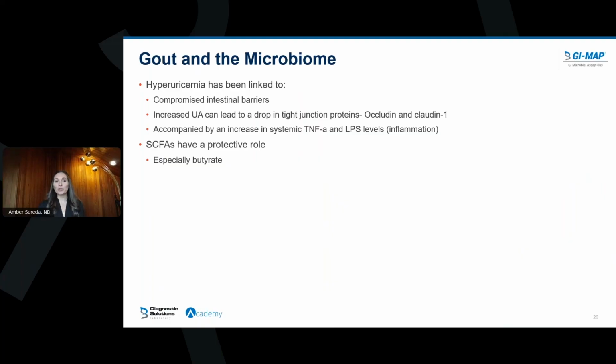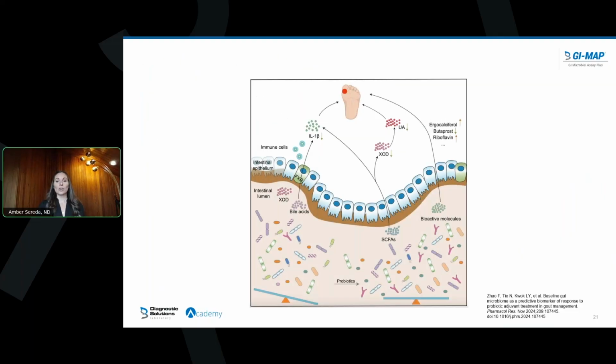And as I've been talking about, short chain fatty acids can have a protective role, especially that butyrate, really important for feeding those intestinal epithelial cells. So let's look at this in graphic form. This is looking at how bile acids and short chain fatty acids help to decrease inflammation in uric acid.